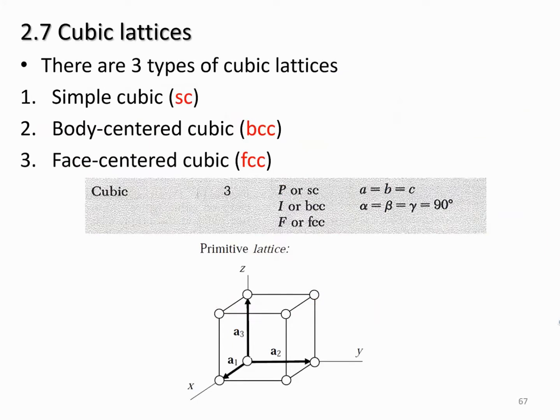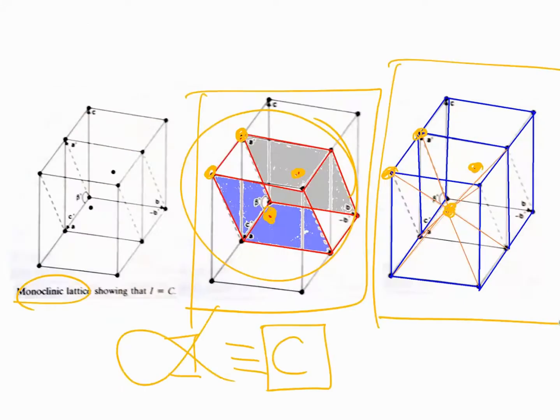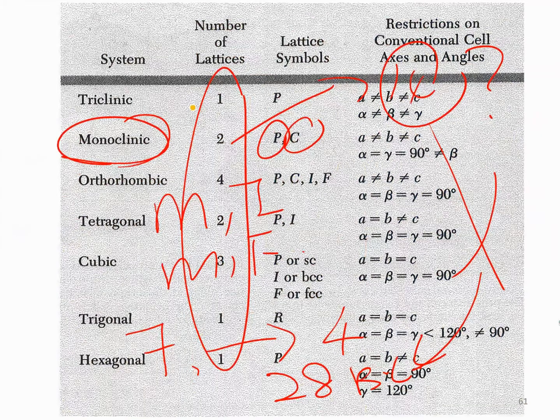So out of 7 crystal systems, we will only emphasize on the cubic. The 7 crystal systems are triclinic, monoclinic, orthorhombic, tetragonal, cubic, trigonal, and hexagonal. But in this solid state physics course, we will only emphasize on cubic. Why cubic? Because cubic has the simplest parameters: all 90 degrees, and all the same length. We just want to make everything easier so that you can understand more. So we want to give you the simplest case, which is the cubic.